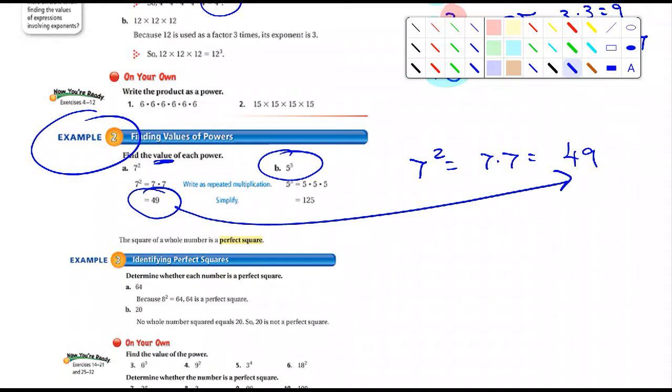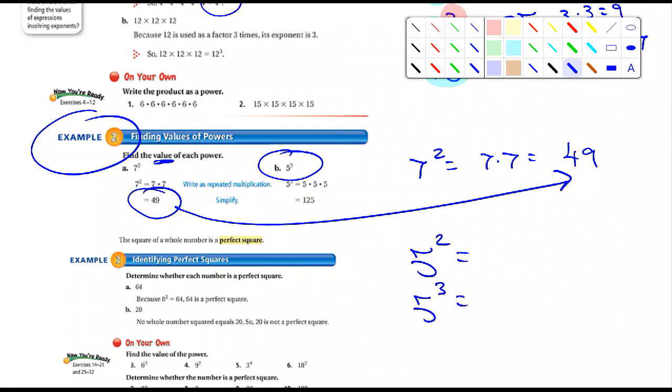5 cubed. Now, there's another term maybe you've not heard. What do I call 5 to the 2nd power? That's a kind of long way to say it, but everybody repeat after me: 5 squared.